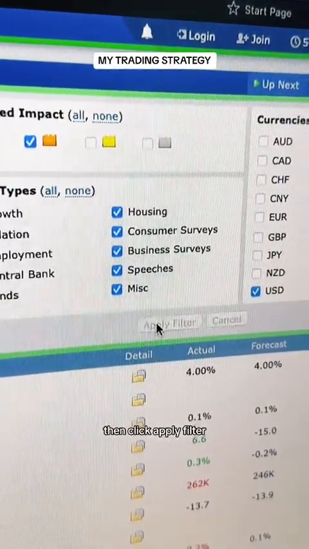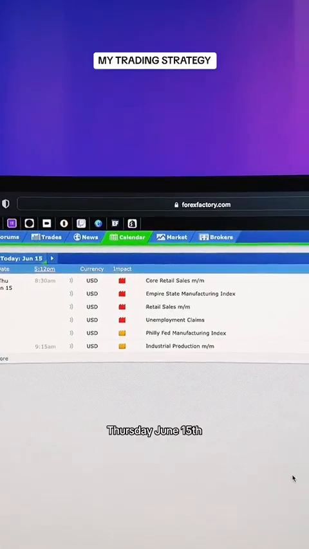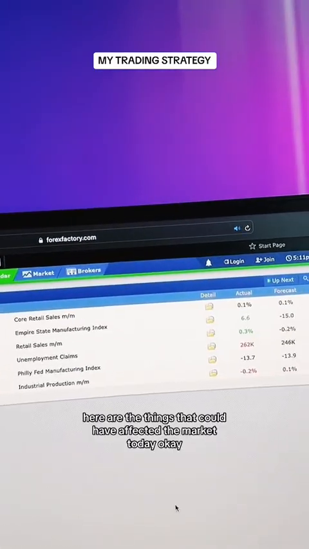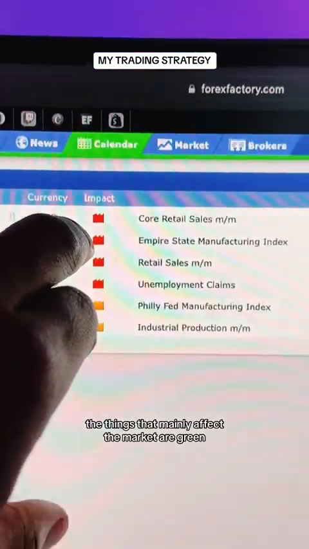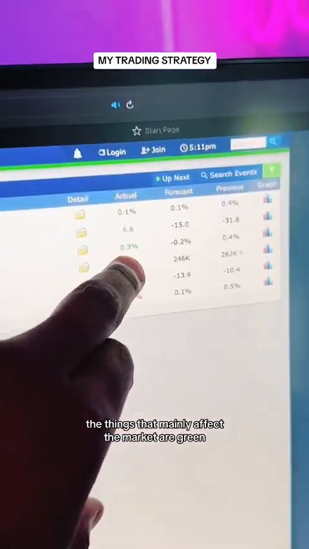Then click apply filter. So as you can see here, Thursday, June 15th, here are the things that could have affected the market today. The things that mainly affect the market are green. They're up, except for this one and this one.